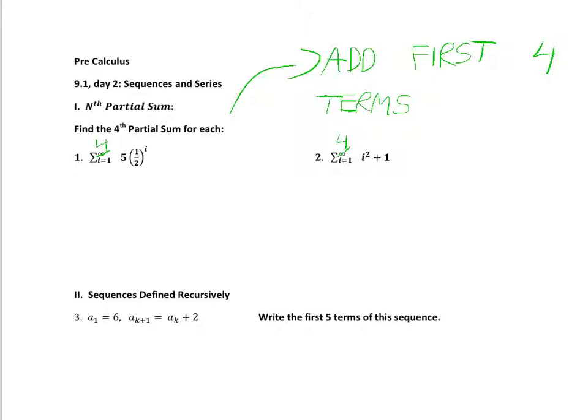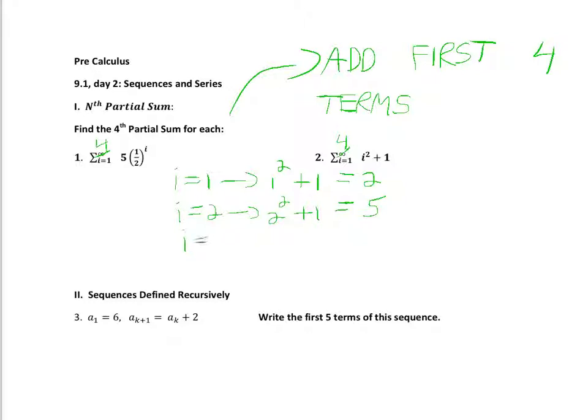I'm going to do number 2, and all I have to do with number 2 is just add the first 4 terms. Plug in i equals 1, i equals 2, i equals 3, i equals 4. Get the values for them, and then add them together. So I'm going to put a little bit of the work right here because it always gets a little messy when I do this on the video. So if I plug in i equals 1 for number 2, I'm going to have 1 squared plus 1. Well, 1 squared plus 1 is just going to give me 2. If I plug in i equals 2, we're going to have 2 squared plus 1. So that's 4 plus 1, which is 5.